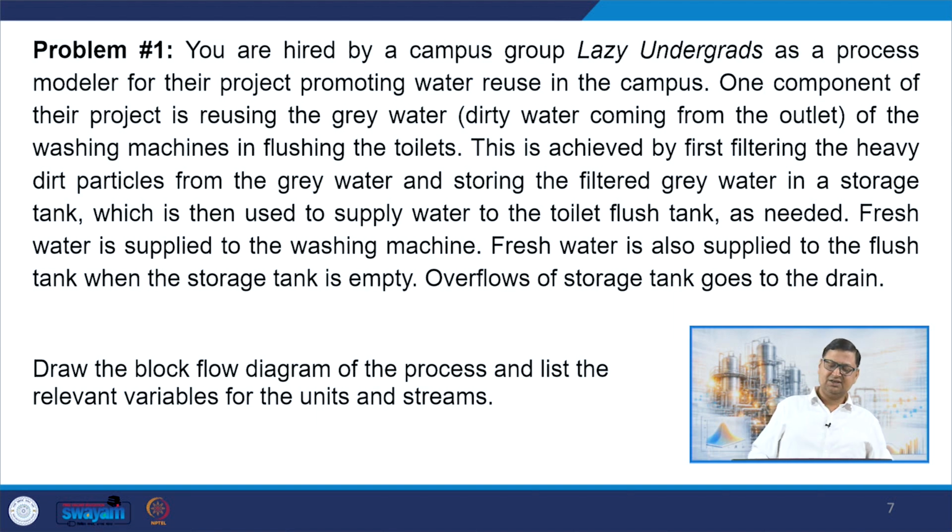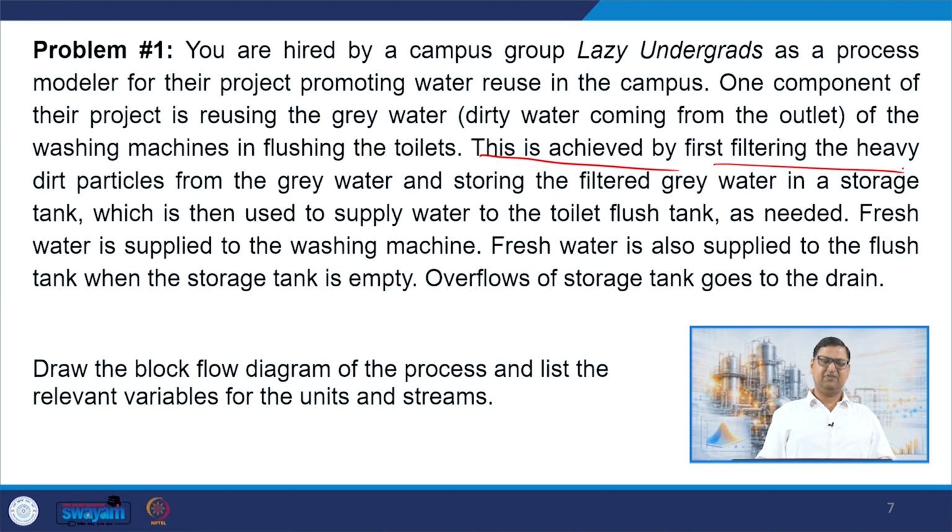So how is it done? This is achieved by first filtering the heavy dirt particles from the gray water. The water coming from the washing machine is called gray water. That water probably will have some large dirt and things like that, because cloth has been cleaned. Whatever dirt from the cloth, if that gets into the toilet, it is no good. So you want to first remove that. That is done here by filtering.